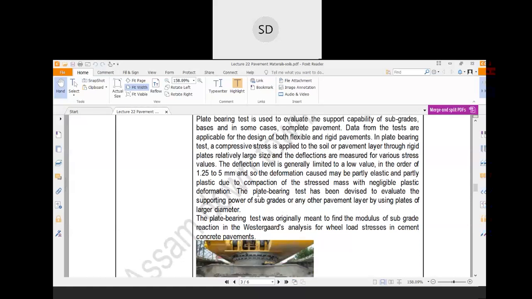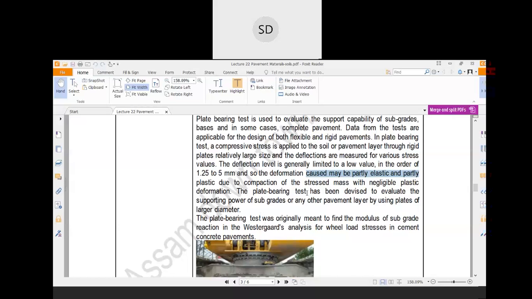So in the plate bearing test, basically there will be a plate, and over the plate you will place some load. The deflection level is generally limited to a low value, in the order of 1.25 to 5 mm, so that the deformation caused may be partially elastic or partially plastic due to the compaction of the stressed mass. So here the deflection level which you will control would be 1.25 to 5 mm. You have to place the load in such a way that a deflection of 1.25 to 5 mm can be achieved, and after that you have to take the readings.